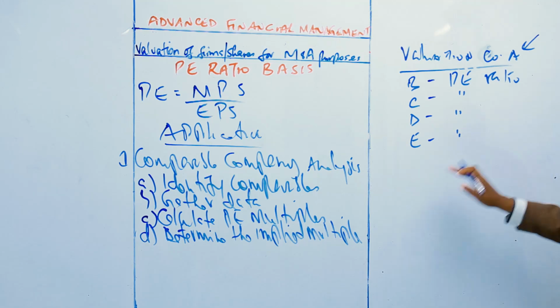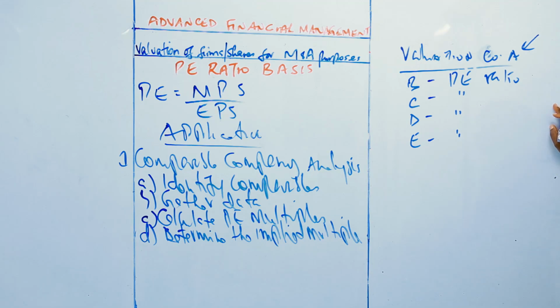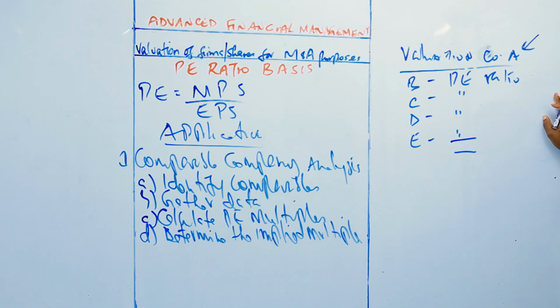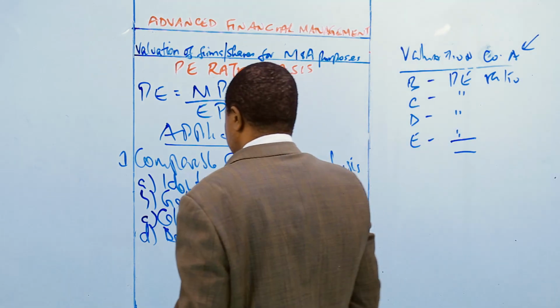Then determine the implied multiple. Analyze the PE ratio of the comparable companies, and you might take an average. After determining this PE ratio, take an average. If there are 4, get the total of the 4, divide by 4. That is an average. You understand? You take an average, you take a median, or even weighted average, or select a multiple that best reflects the target company's specific characteristics relative to its peers. Then you just apply it to the target.